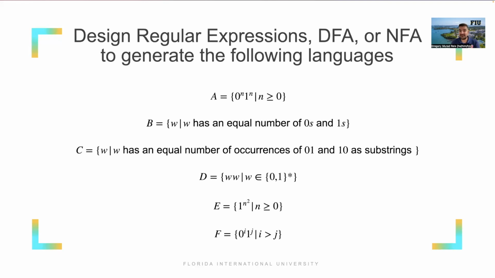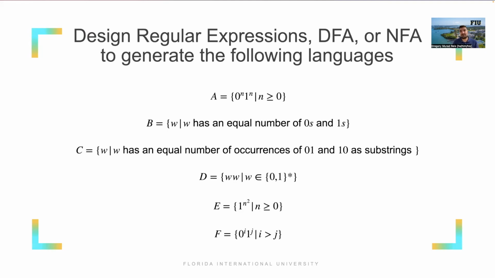Similar reasoning occurs with B. Has an equal number of zeros and ones in any order. I need to have a DFA for each amount of zeros in my language. This is very weak. So DFA and NFA are very, very weak to solve a problem like this one, because we can't count with DFA and NFA. Similarly, in C, has an equal number of 0, 1, or 1, 0. One DFA for each number of 1 zeros, 1s, and 1 zeros.